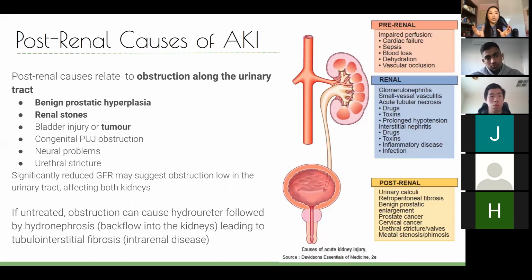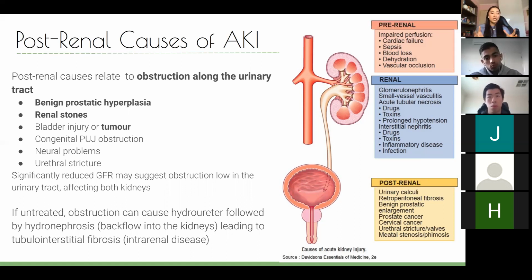There's all sorts of things that can cause obstruction. If you just think about the different areas and what can go wrong. If you look at your ureters, you can get stones anywhere along the ureter. So renal stones will cause obstruction. You can also get strictures, which are constrictions of the ureter. That can be congenital, or it can be triggered by infection or trauma.